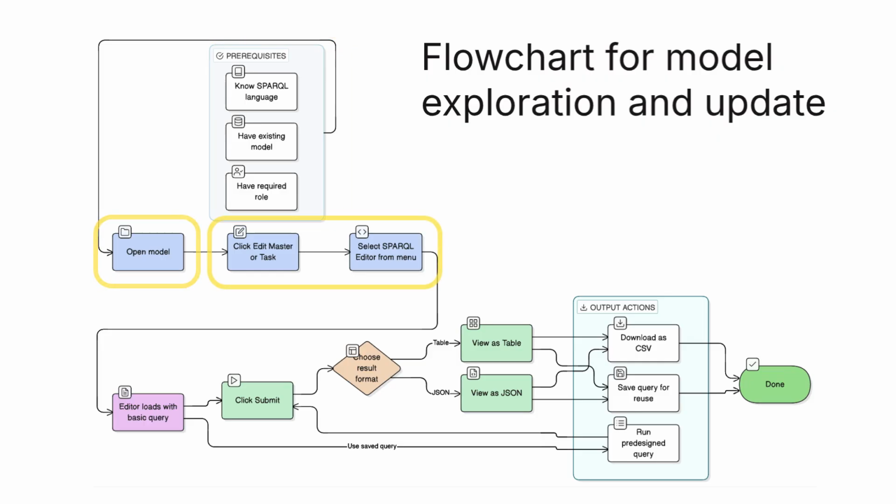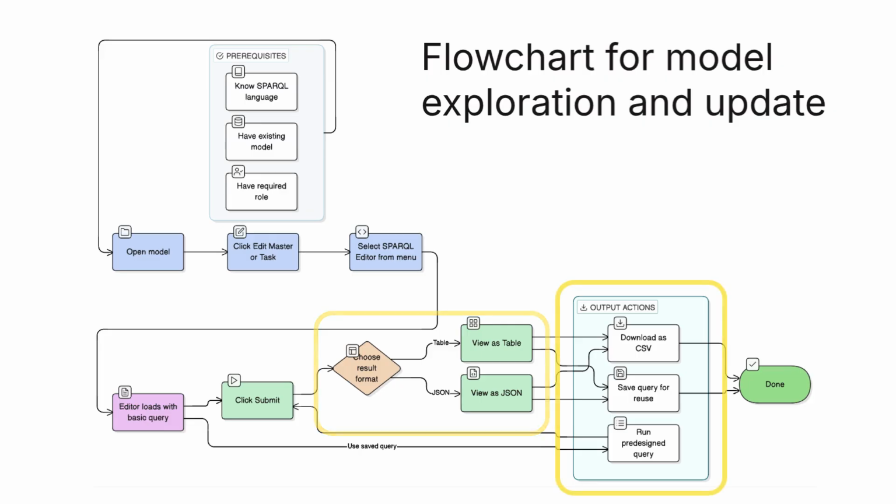Then click Edit Master or Task and select the SPARQL Editor from the menu. The SPARQL Editor opens with a basic query already loaded, giving you a starting point. After reviewing or editing the query, click Submit to execute it. Selecting Table displays results in a structured, readable format. Selecting JSON shows the raw query output. Saved queries can be reused later, looping back into execution. When your task is complete, the workflow ends.